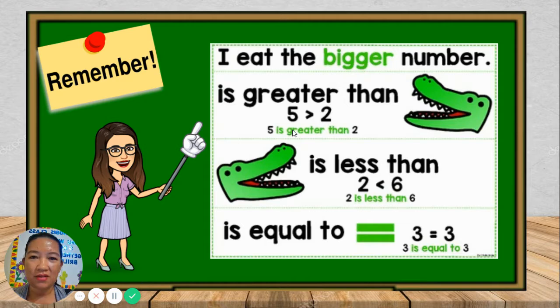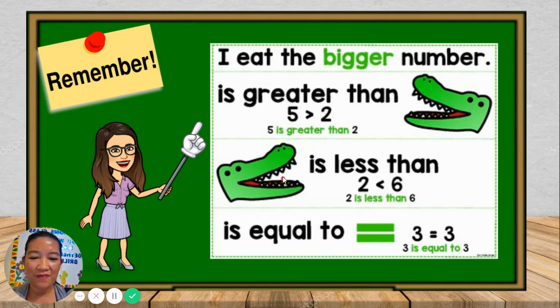The alligator is always hungry, so let's try to feed the alligator with more numbers or with more objects so that it will be filled, the tummy will be filled with lots of food. Again, remember, the alligator is always hungry.